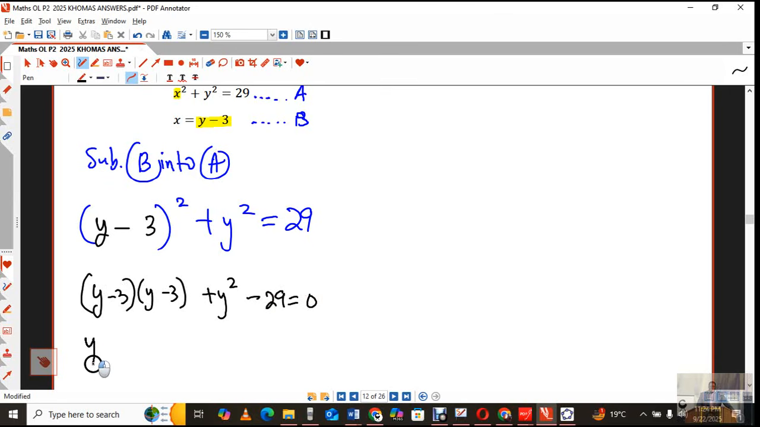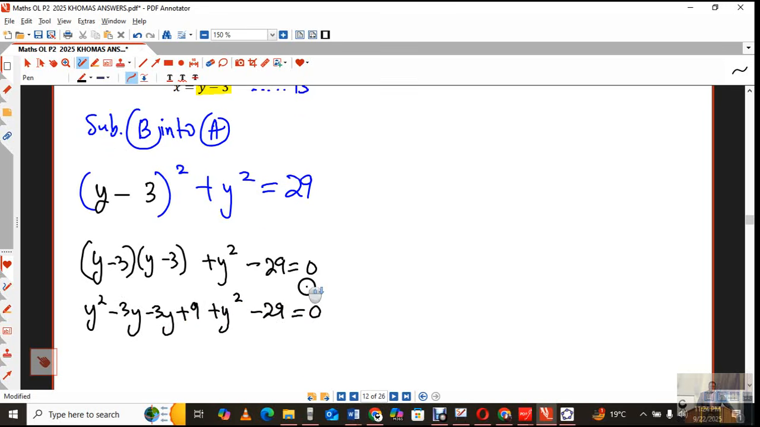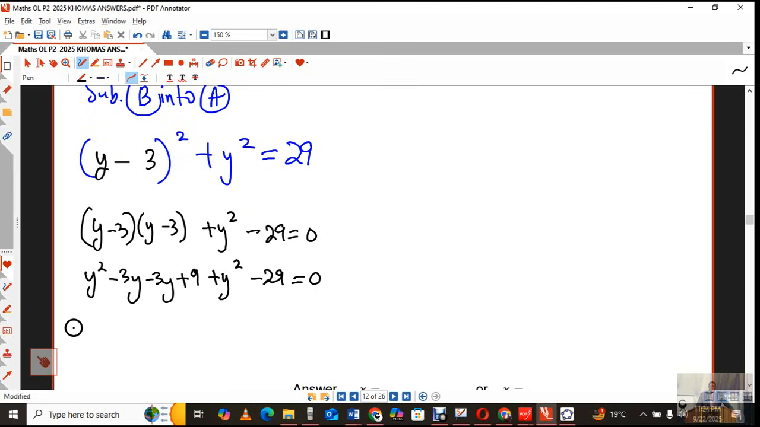Y times y, that's y squared, y times negative 3, that's negative 3y, negative 3 times y, that's negative 3y, and negative times a negative is plus 9, plus y squared minus 29 is equal to 0. You just have to follow, guys. So you have 2y squared minus 6y, then you have minus 20. Is it? Minus 20. That is equal to 0.